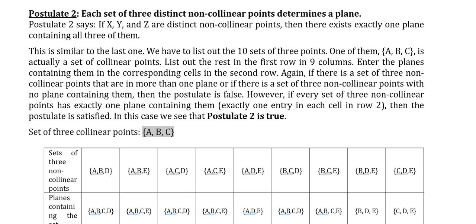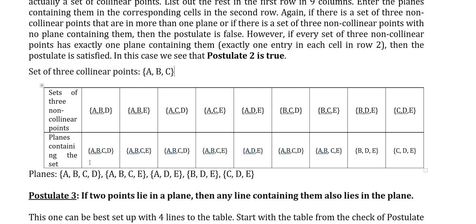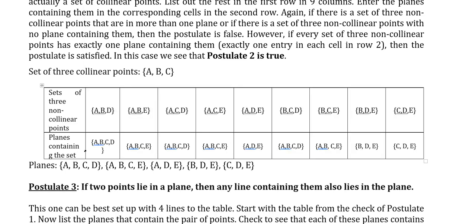Why did we eliminate this one? Because it says these have to be noncollinear points. So that doesn't say anything about collinear points. Now, how many planes are containing those points in the set?